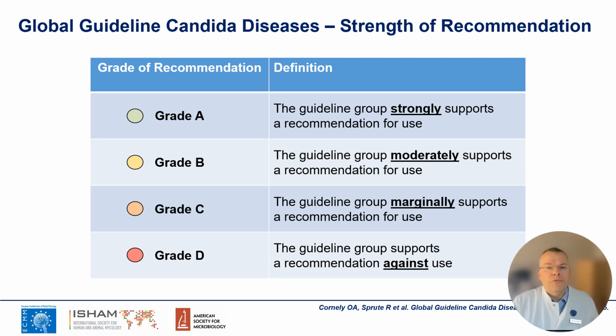Strength of recommendation comes in 4 different flavors, so to say: A, B, C, and D. A, B, and C are the positive recommendations, strongly supporting a recommendation, moderate strength for the support of a recommendation, or the guideline group only gives a marginal support for a recommendation. That's the 3, and it's more or less a traffic light system. And then number 4, the red light, is a recommendation against using a specific test or against using a specific treatment.